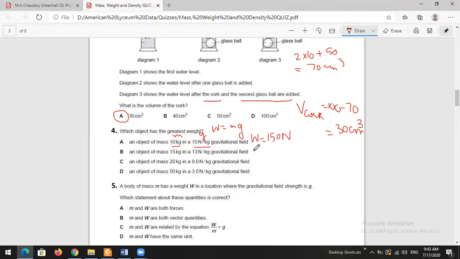In the second, weight will be 15 into 13, which gives you 195. Third one, 20 multiplied by 9, 180. And the last one, 15 times 3, 150. So you can see here option B should be selected because it has the greatest weight.